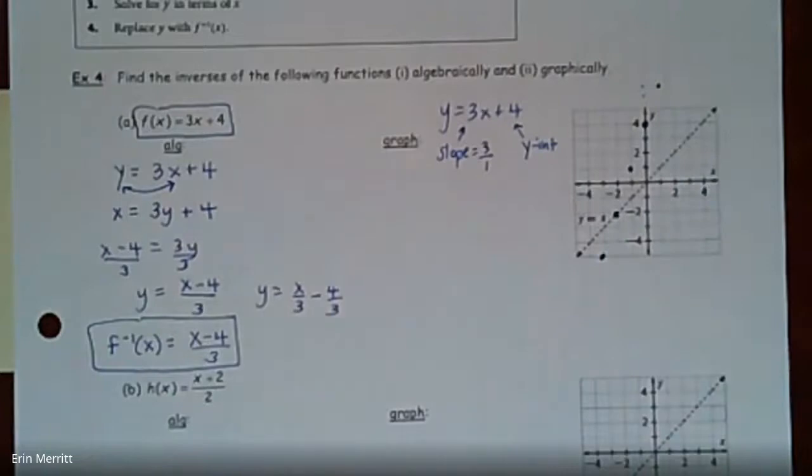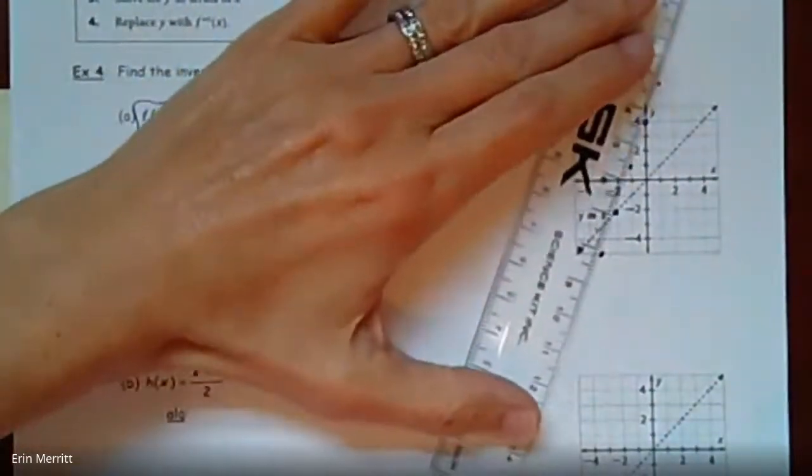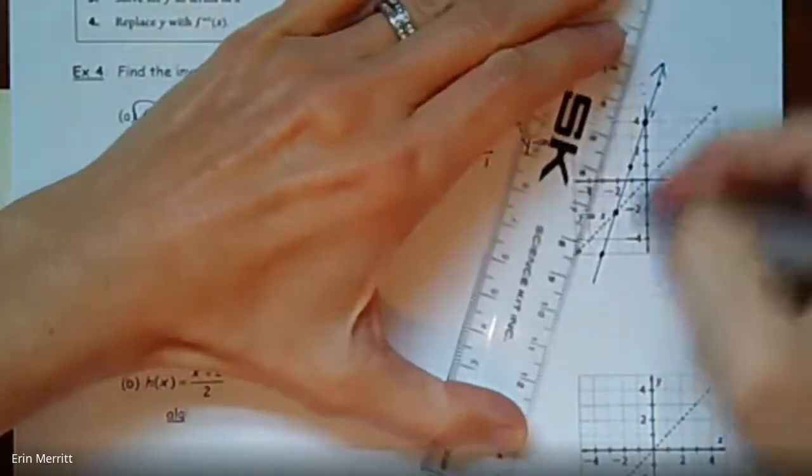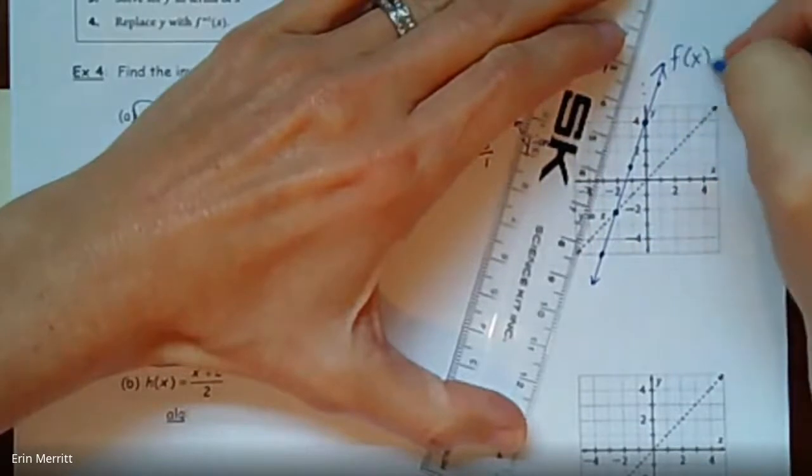All right, so let me grab, I happen to have a straight edge sitting next to me. Hopefully you have something that you could use or just draw as neatly as you can. All right, that is my original f of x right there.